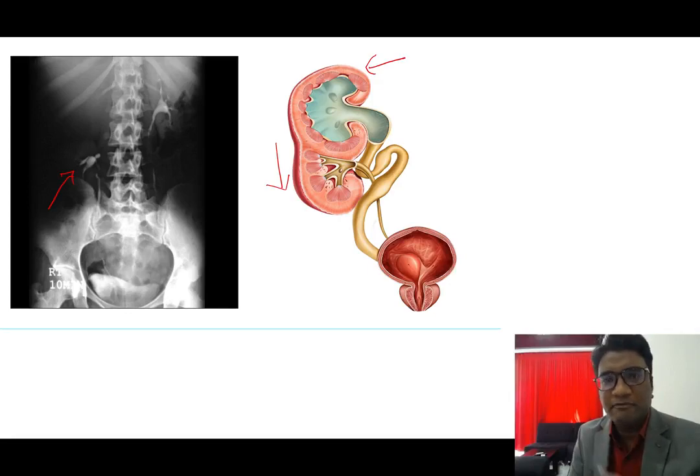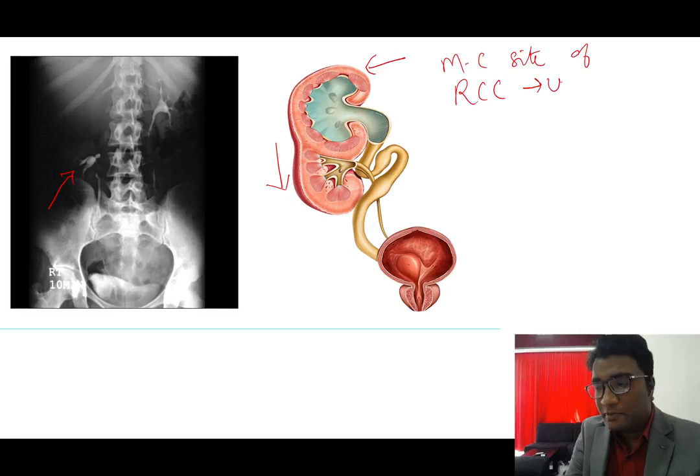So please remember D for D. Drooping lily sign is seen in duplex kidney with non-functional upper moiety. And please remember, what is the most common site of origin of RCC? Most common site of RCC, right? It is from the upper pole. It is also from the upper pole of the kidney.